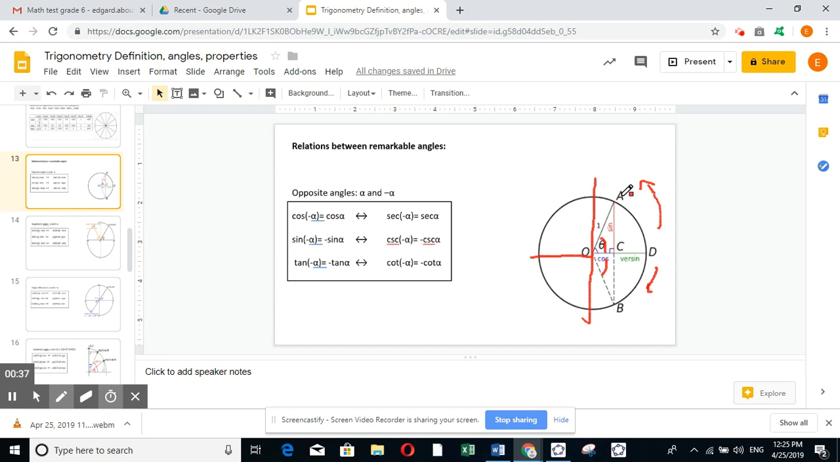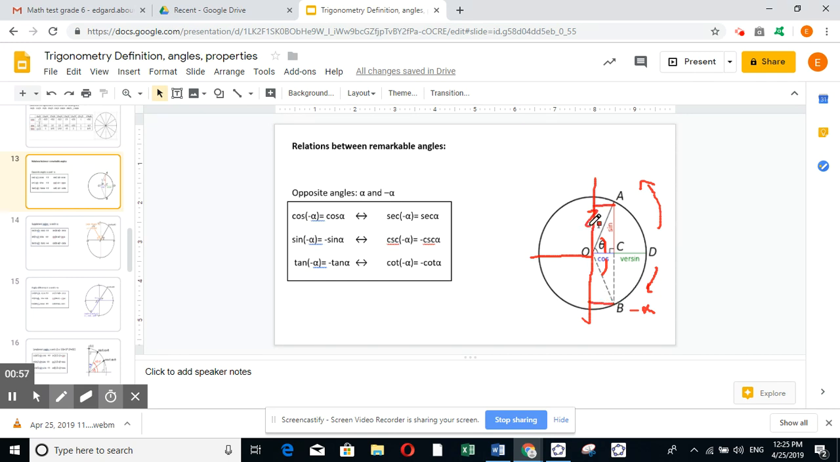OC is cosine of alpha, and OC, this angle here, minus alpha, is cosine of minus alpha, the abscissa. So as you can see, these two are equal. So cosine alpha equals cosine minus alpha. And for sine, here this is the sine, and this is the sine of minus alpha.